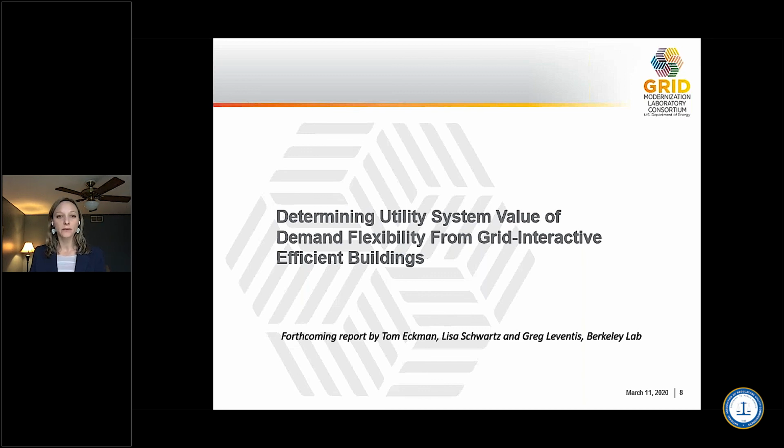Okay, so that was my quick background on what grid interactive efficient buildings are. Now I'm going to turn to my second topic, which is the utility system value of demand flexibility from grid interactive efficient buildings. This is from a forthcoming report by my colleagues Tom Ekman, Lisa Schwartz, and Greg Leventis, who are all at LBNL.